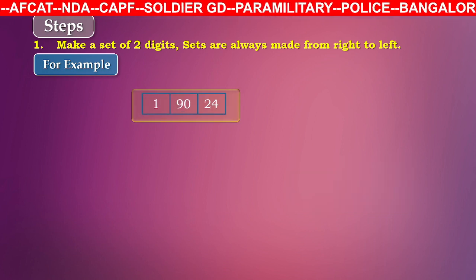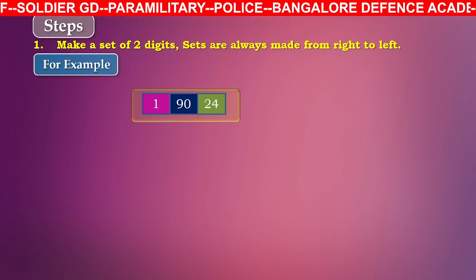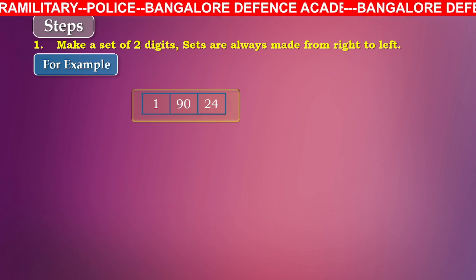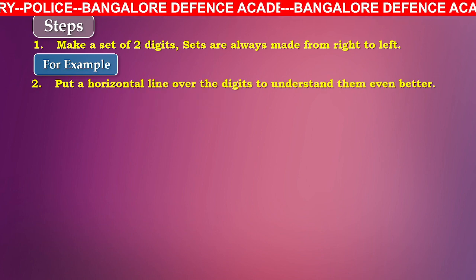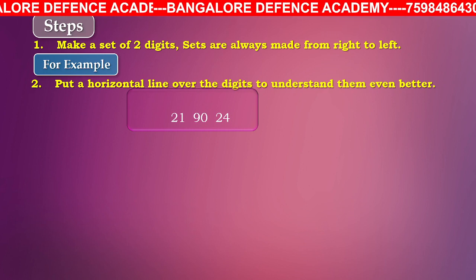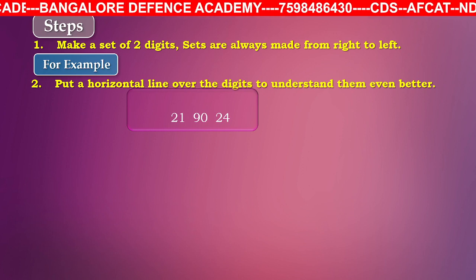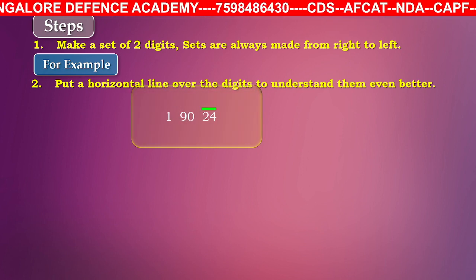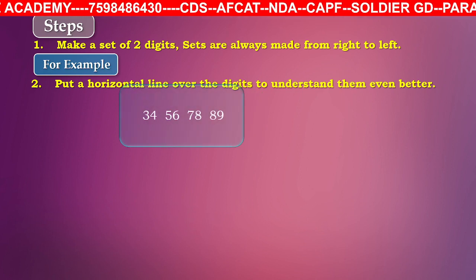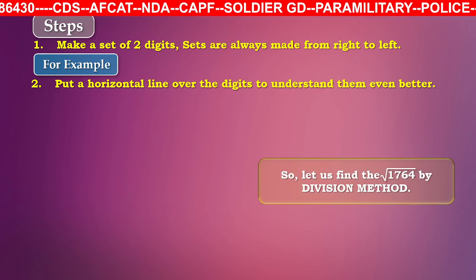19024. So 24, 90 and 1. So this 1 will be alone, but you have to make it a set and keep it for solving the problem. Now let us try to understand. Put a horizontal line over the digits to make it easier. So after making sets, you have to draw a line over each of the sets. Okay, now we have seen this kind of question. 24, 90 and 1. You have to draw a line over each of the sets like this. Okay, and then proceed with the problems.